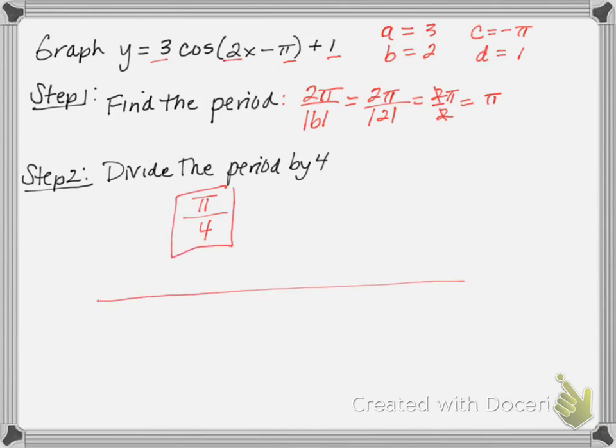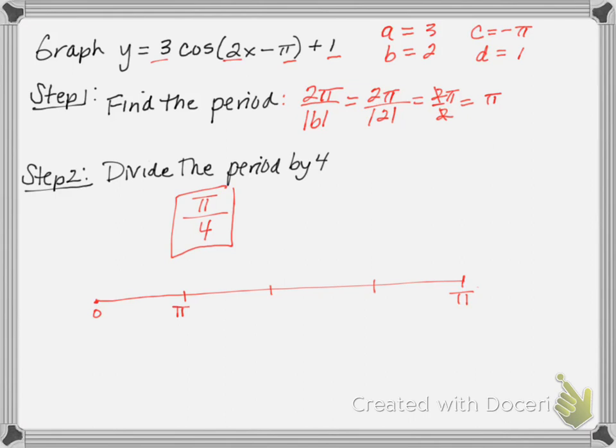So for my one period, I'm going to divide the line segment, or the angles where I'm finding the max, min, and the midline, into 4 parts. So I need to go from 0 to the period, which is pi, and each segment length is going to be pi over 4. So if I start at 0, to get to the next point I have to add pi over 4.